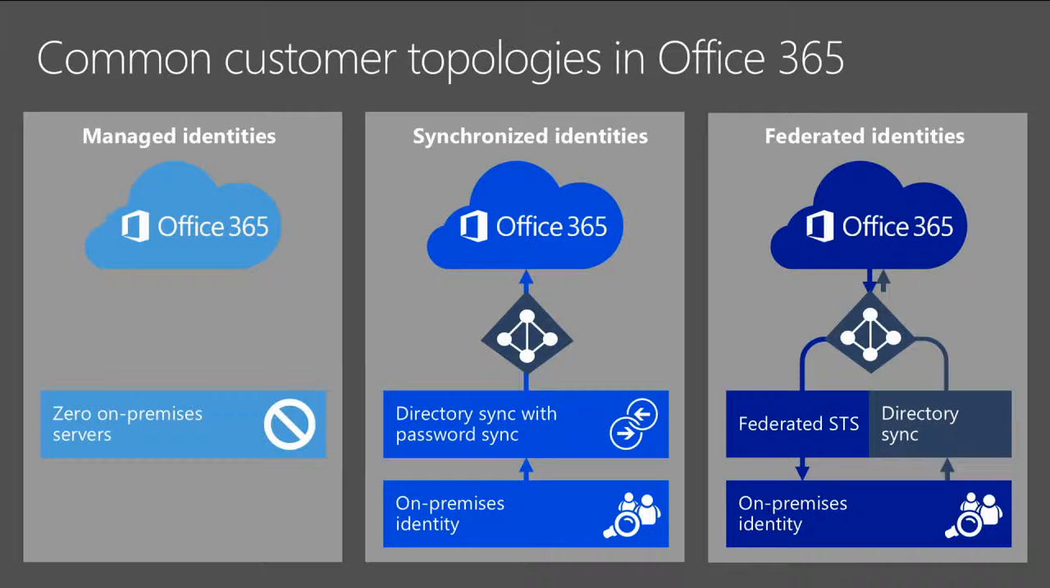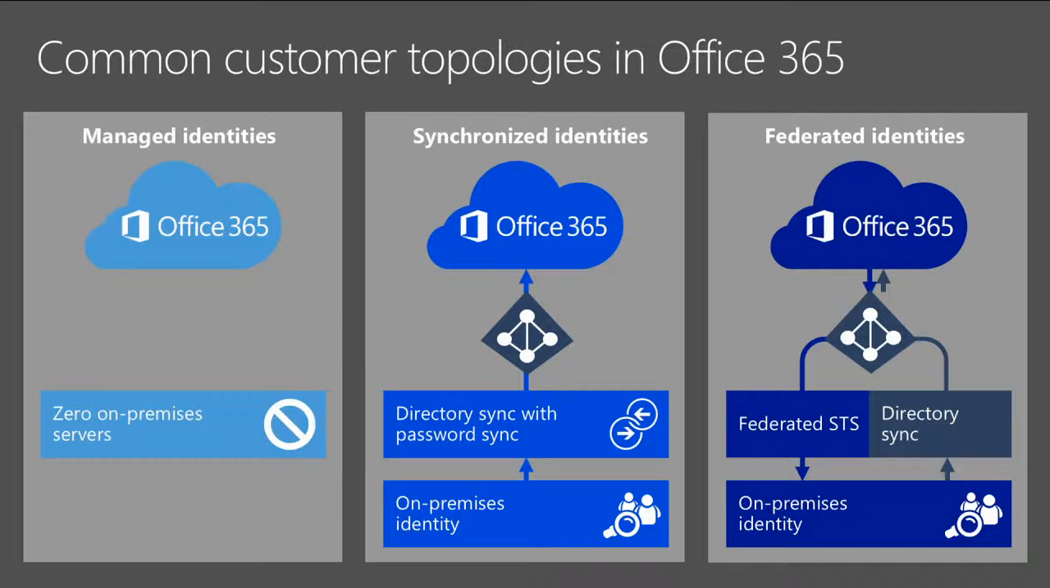The middle column is called synchronized identities. Now, to be fair, these are still managed identities in that you sign in against our cloud. You're signing in against Azure AD. It's just that the users themselves and groups and contacts and all the other directory objects are sourced from on-premises. These customers run some form of a directory sync. That could be DirSync or the new AAD Sync, AAD Connect, that you've heard a lot about this week. But that gets your on-premises directory information into the cloud. It's mastered on-prem, but you sign in against our cloud.